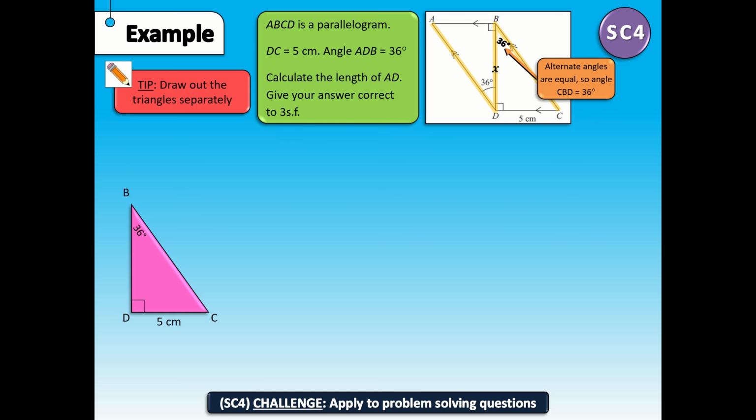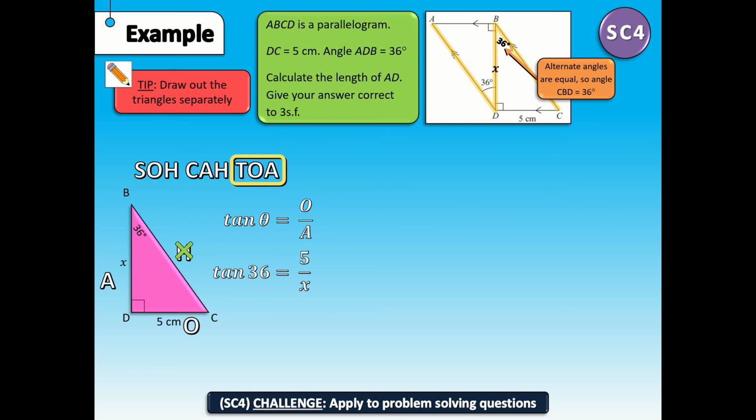So there's the triangle BDC, and we need to find that side there. So we label up the sides. We think about which one we need. So we need to find the adjacent, and we're given the opposite. So that's TOA.